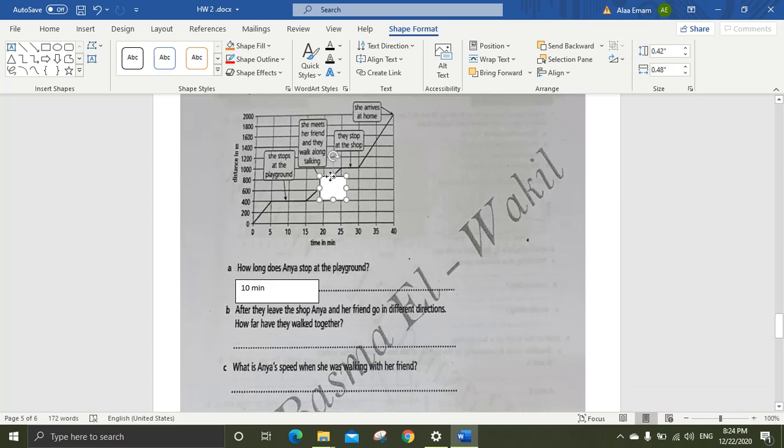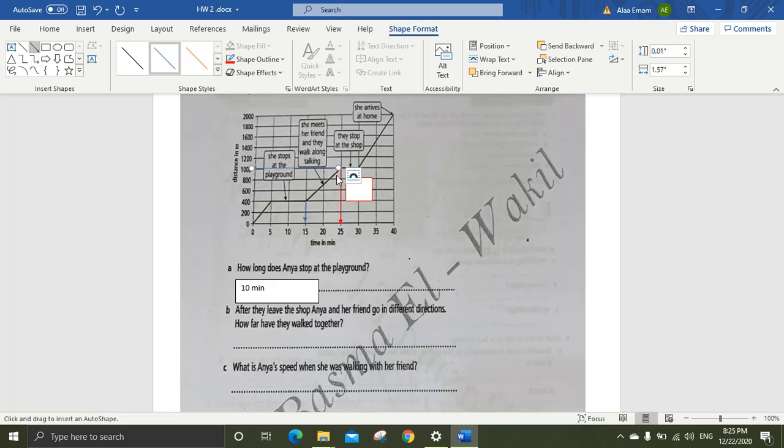Okay, at which the girl is walking with her friend. So again, you need to use your ruler to specify the time and the distance. Now he's asking about how far, which is the distance. Okay, so you need to make another line here, the line for the distance.